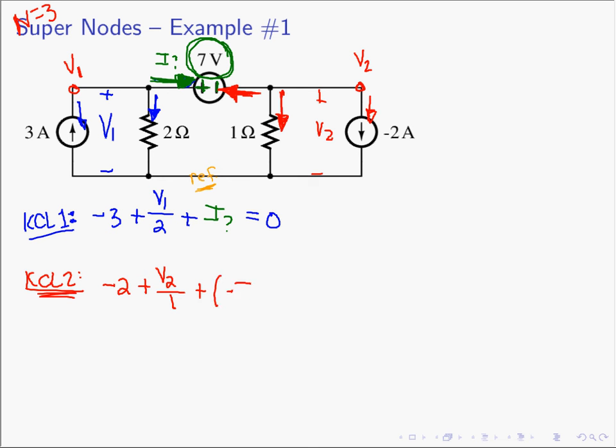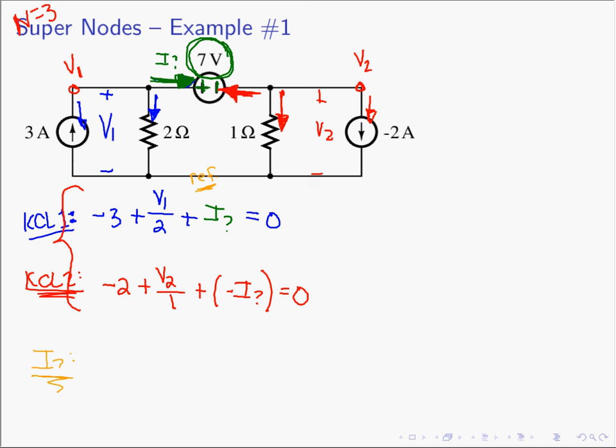So this will be a minus I question mark equals 0. The nodal analysis tells us that we're going to get, in this case, 2 equations and 2 unknowns. But then we see we have a third unknown that has cropped up. And where did that third unknown come from? Well, it's the fact that we have an I question mark.